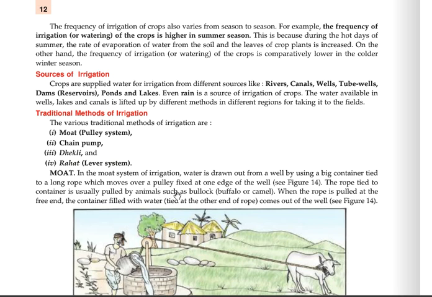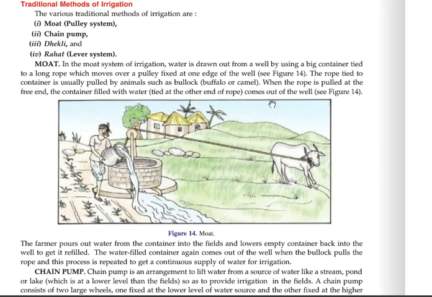In the mote system of irrigation, first of all, see this figure. A person is standing near the well and an ox is used, which is tied to the rope. Here is a pulley system. Another portion of the rope is tied with a container. The water is taken out from the well with the help of a buffalo or camel.